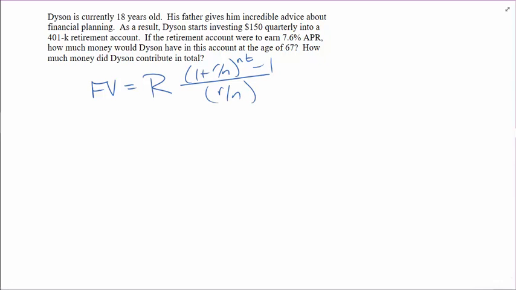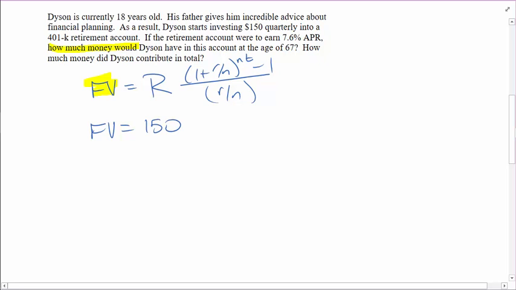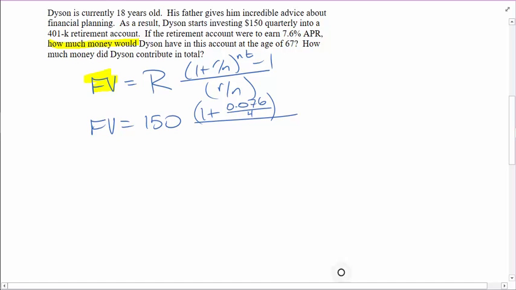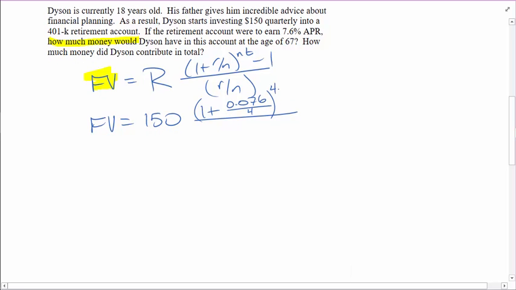What are our knowns? What are our unknowns? What are we looking for? Here, we're going to be looking for what the future account will be worth. We're looking for the future value. We're going to plug in for the regular payments of $150. We're going to plug in for a rate of 0.076. We need to list that as a decimal. Quarterly would be 4 times a year. 4 times a year for 67 minus 18, which would be 49 years. We're going to subtract 1 in that numerator.